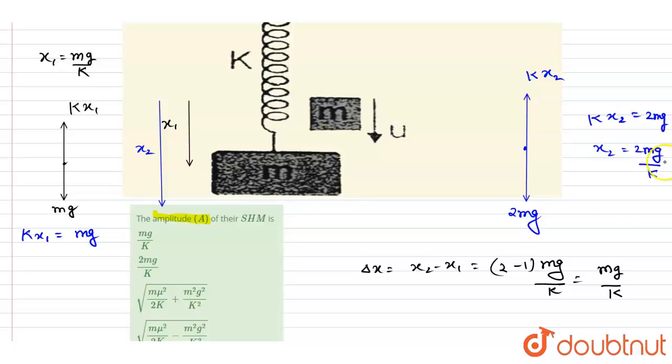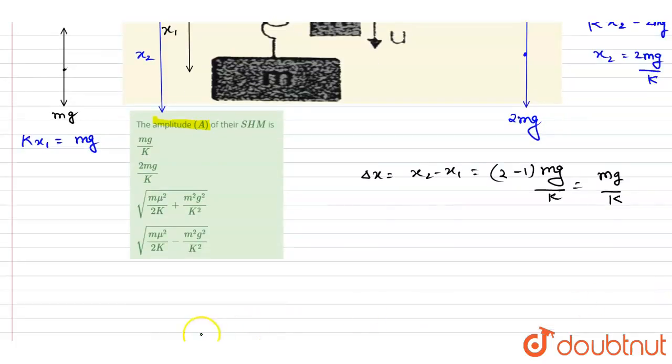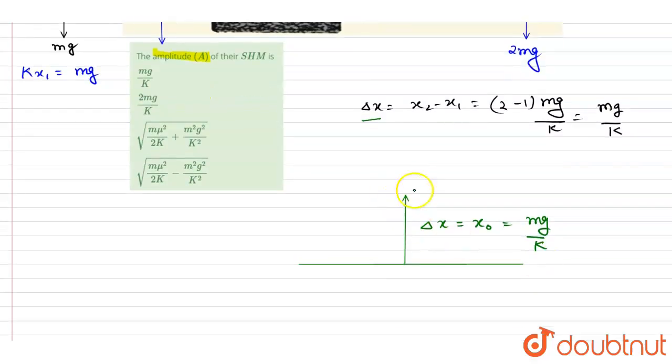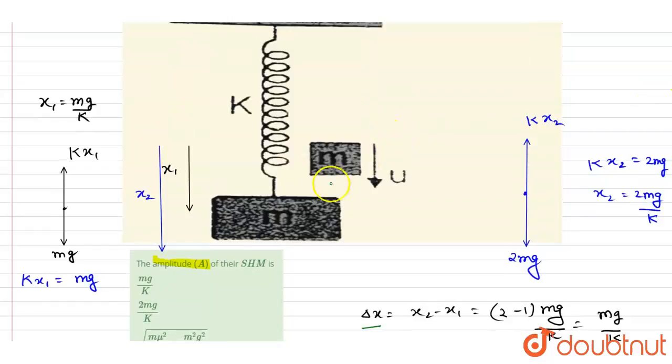So it means that, if I say this is the equilibrium position, the block is at a distance of mg by k from the equilibrium position. This delta x is from the equilibrium position only. Let's say this is x naught. And here it is having some velocity, so you can get the velocity.